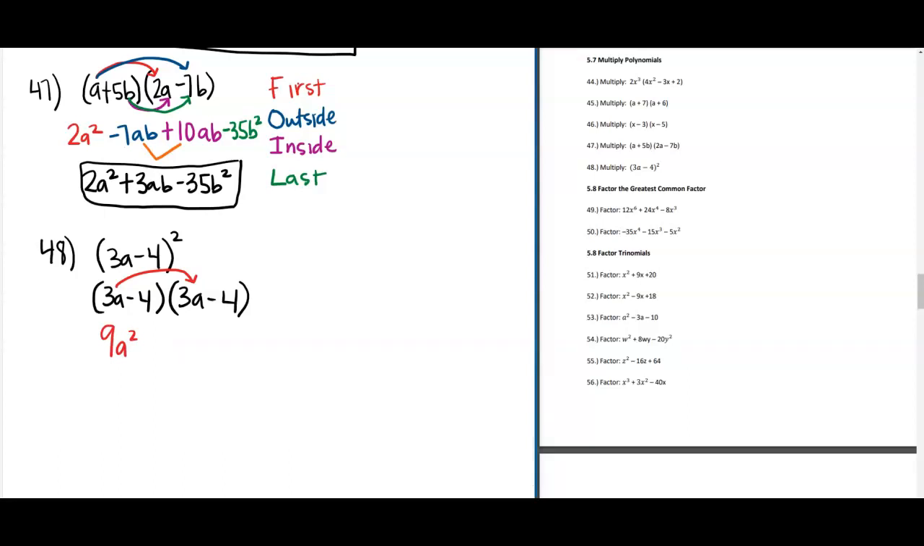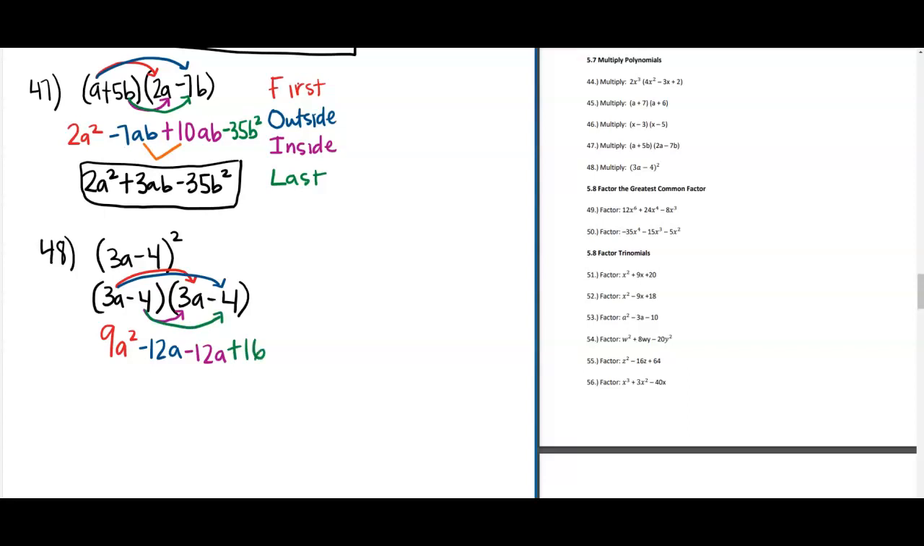Then we'll have our outside terms. That will give us negative 12a. Then we'll have our inside terms, which is another negative 12a. And then our last terms. Negative 4 times negative 4 is a positive 16.